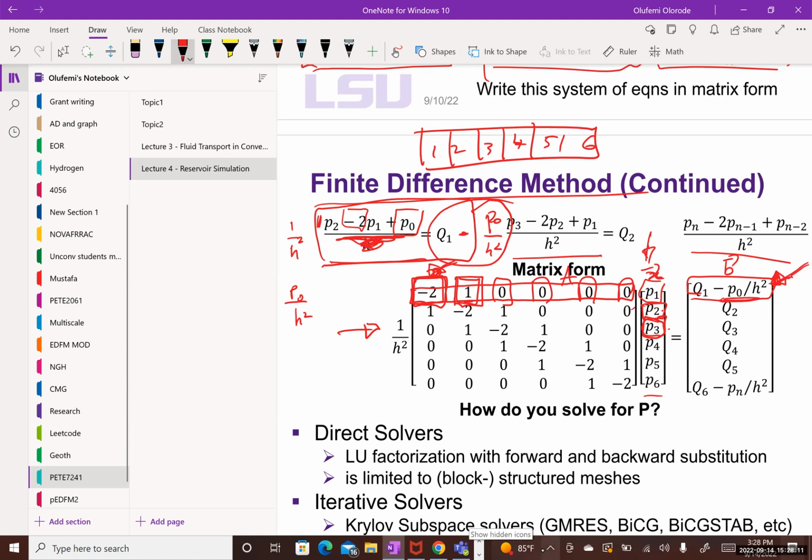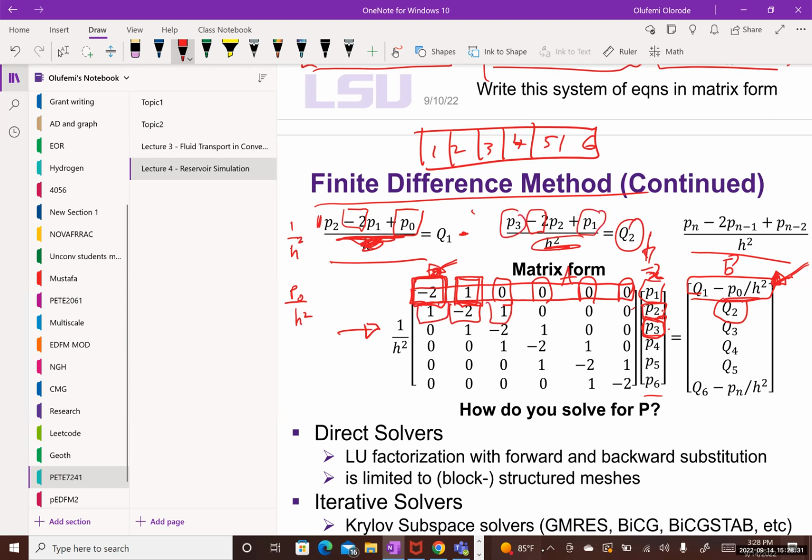And then you do the same for the second equation. 1 over h squared is already outside. Q2 is going to be on the right-hand side. So you need to only worry about this. What's the coefficient of P2? -2. What's the coefficient of P1? 1. Coefficient of P3? 1.